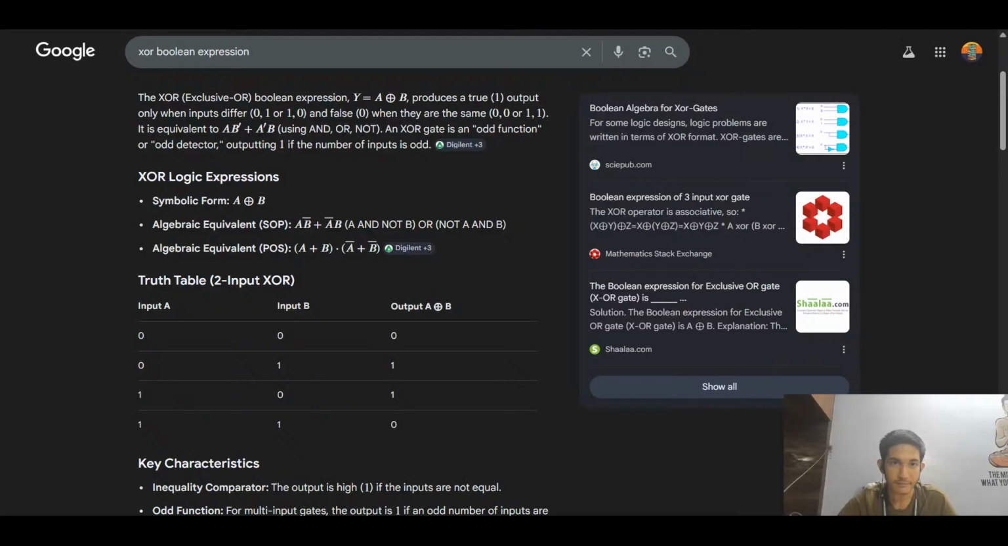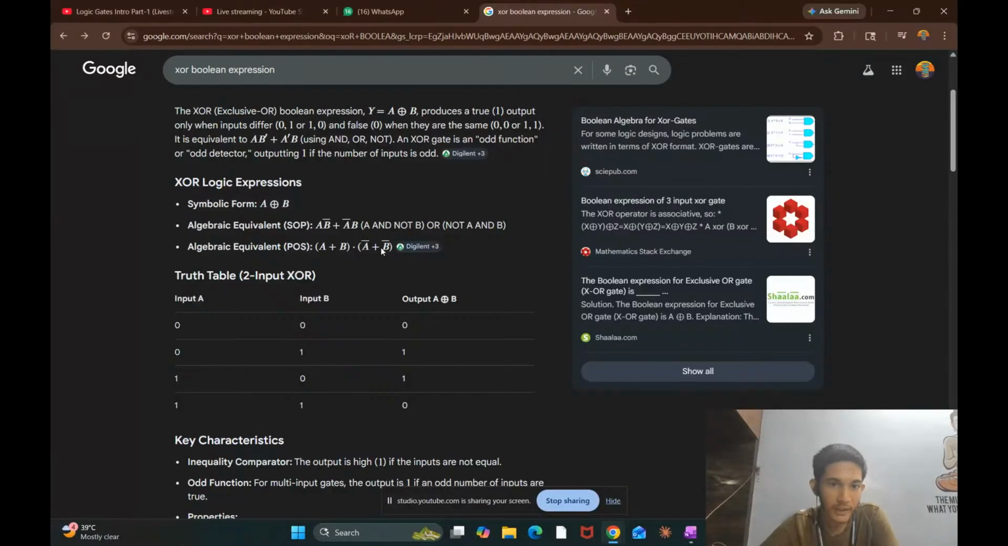Now, if I share here, you can see here it's A and not B, or not A and B, or it can be expressed as A plus B times A naught plus B naught, or A plus B times, as De Morgan said, A and B naught. Entire screen, yeah. Here, as we see, A plus B times A and B naught.